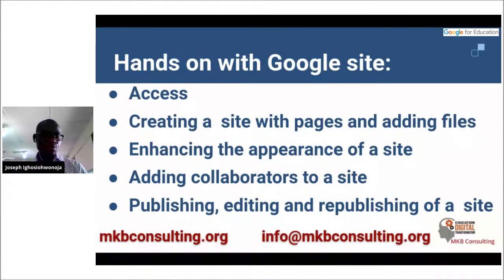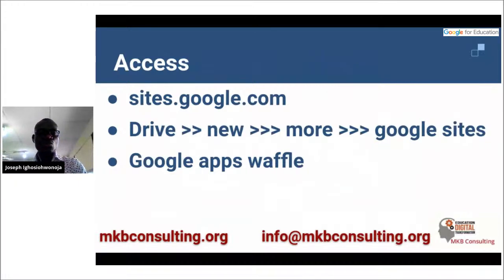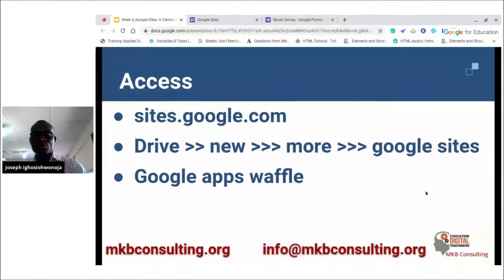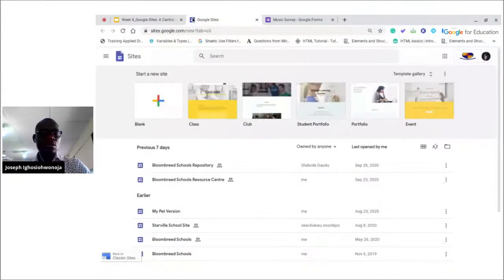To access site, there are 3 basic ways you can use to access Google Site. You can go from sites.google.com, or you can do it from your drive, from Drive to New to More to Google Site, or from the apps waffle. So let's dive into this straight away. We go to the site homepage.